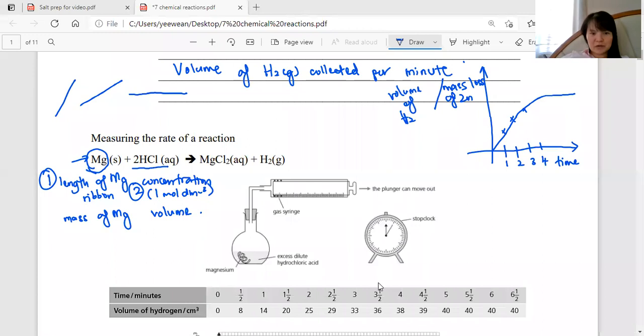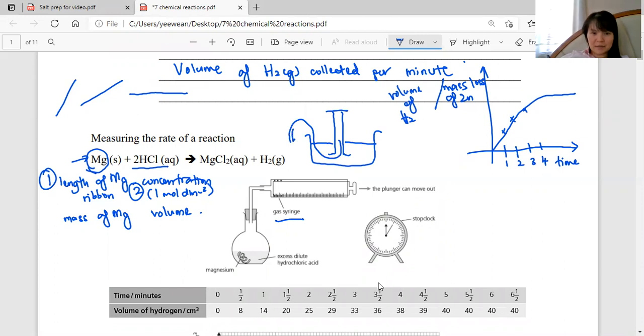There are 2 ways to measure the gas liberated. We can use the gas syringe, or the other method is a measuring cylinder inverted over water. So the gas will come in here. This method is not a good idea if the gas that is liberated dissolves in water. Remember, if the gas dissolves in water, we don't prefer this method of using the measuring cylinder inverted over water. So gas syringe should be a more straightforward method to collect the gas.